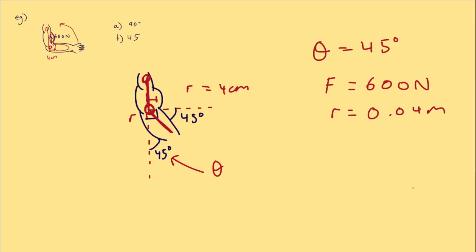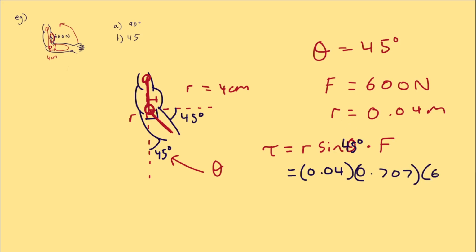The arm is at an angle below horizontal, so the effective lever arm is shorter. Let's use the angled torque formula, which is this. Torque is equal to R sine theta times force. Let's plug in our values. So 0.04 times sine of 45, which is 0.707, times 600 newtons. This means our torque would be smaller than it is at 90 degrees. And it is, it's 17. That's our torque.